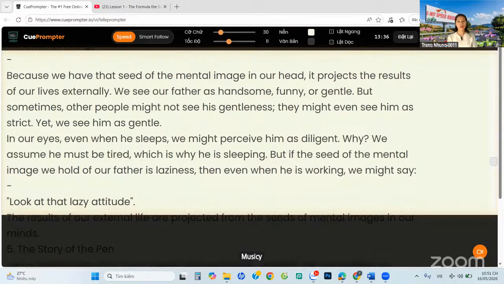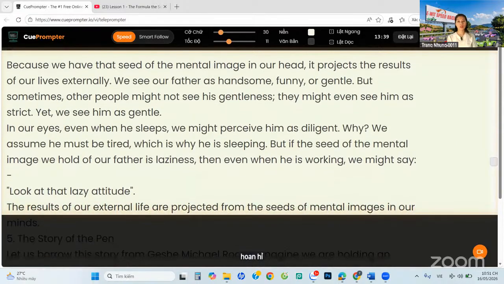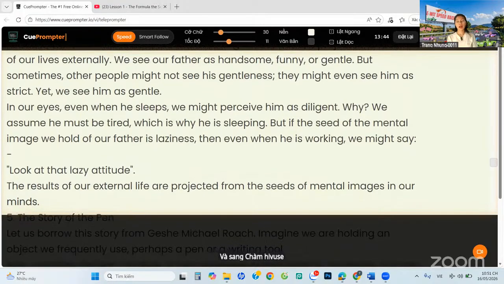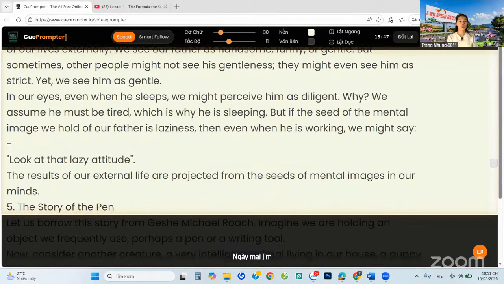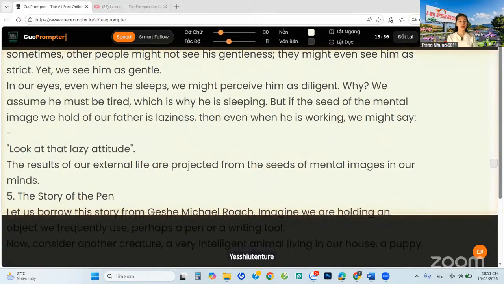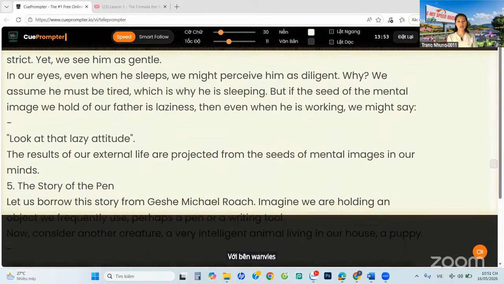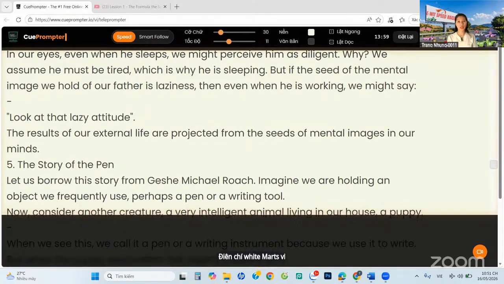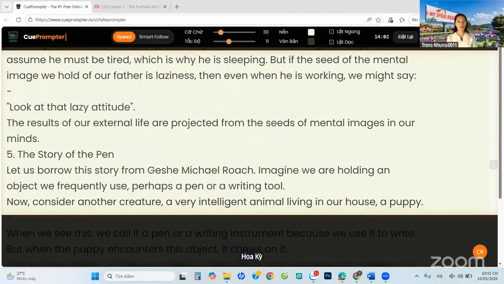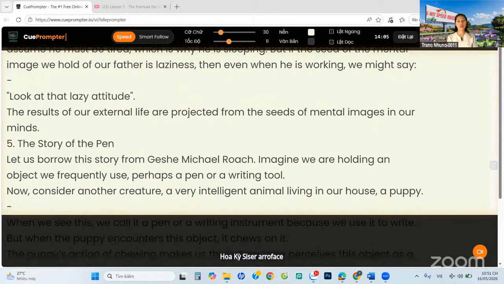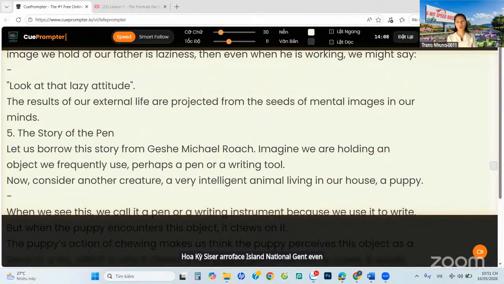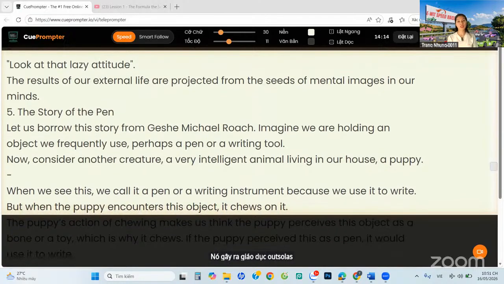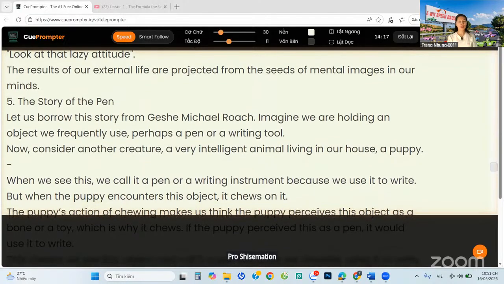We see our father as handsome, funny, gentle, but sometimes other people might not see his gentleness. They might even see him as a trickster. Yet we see him as gentle. In our eyes, even when he sleeps, we might perceive it as gentle, assuming he must be tired, which is why he is asleep. But if we hold a mental image of our father as lazy, then even when he is working, we might say, look at that lazy attitude. The results of our external lives are projected from the seeds of mental images in our minds.